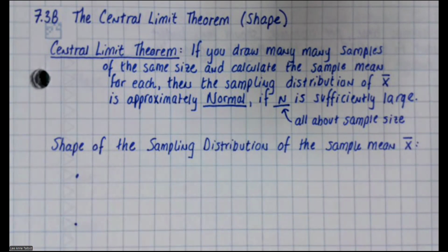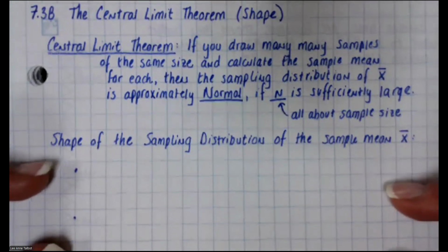This thing is all about the sample size. Sample size governs everything. So what this means is when you're doing a research study or survey, you can't be lazy and just ask a few. You've got to ask a lot. Okay, so there's two different things that we say for shape.